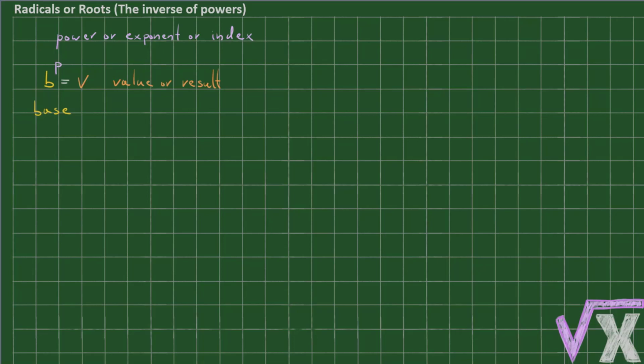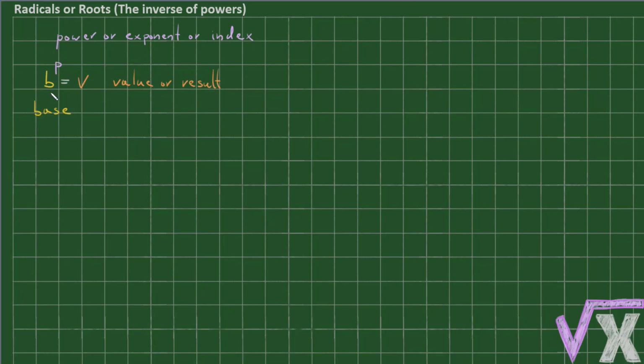Hello good people, I'm going to talk about radicals or roots. Radicals or roots are the inverse of powers. However, before I talk about radicals, I'm quickly going to revisit bases and powers. So the general formula is written up here above.